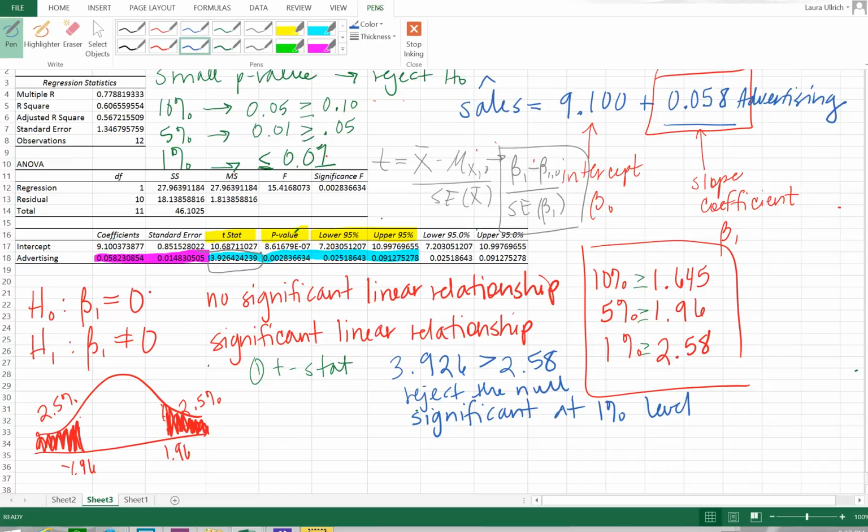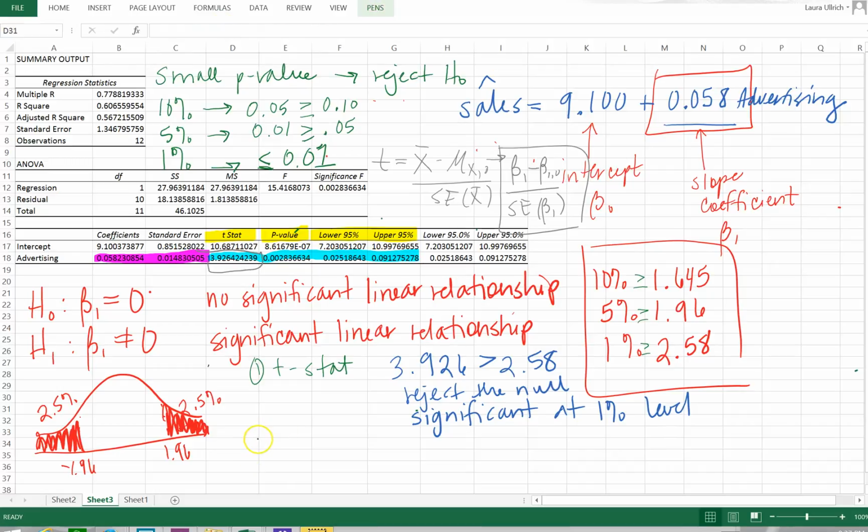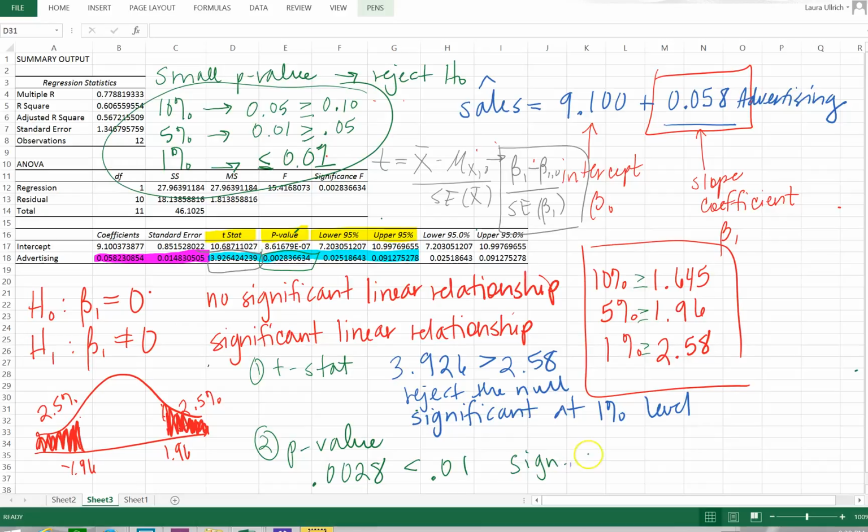All right. Second way we can look at this, and once again, we're going to practice this over and over again over a couple videos, so be patient with yourself. If it doesn't click immediately the first time, that's okay. Second thing we're going to look at is our p-value, and the p-values we're looking for are right here, right? So our p-value is 0.0028, and that is certainly less than 0.01. So that tells us that it is significant at the 1% level. Like I said, you should always get the same result between method 1 and method 2.